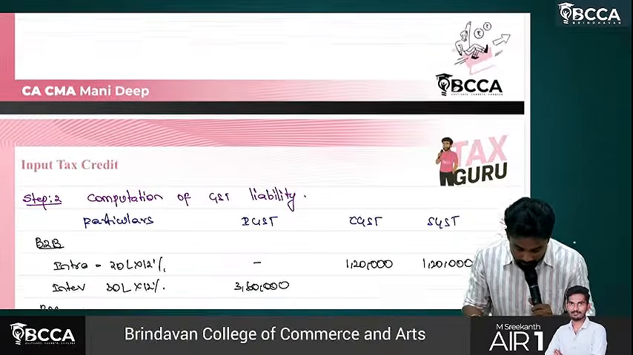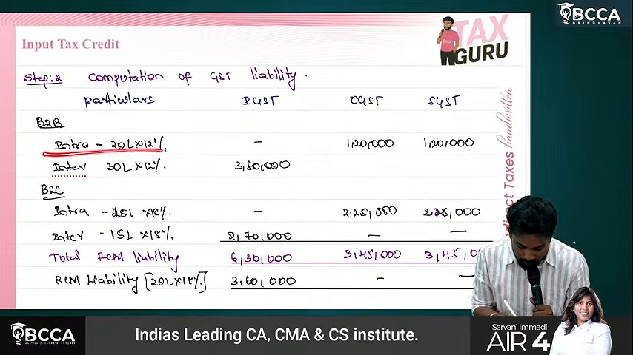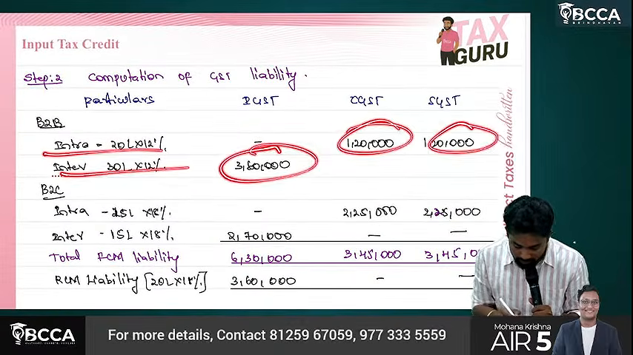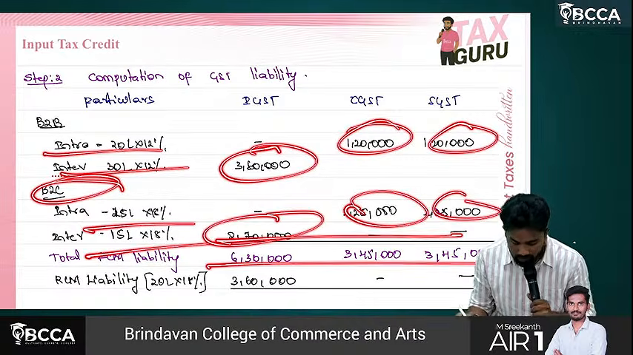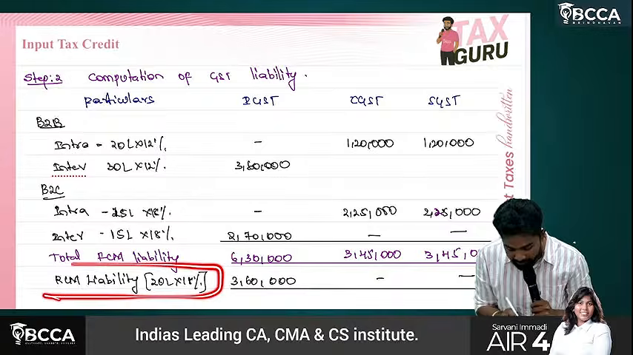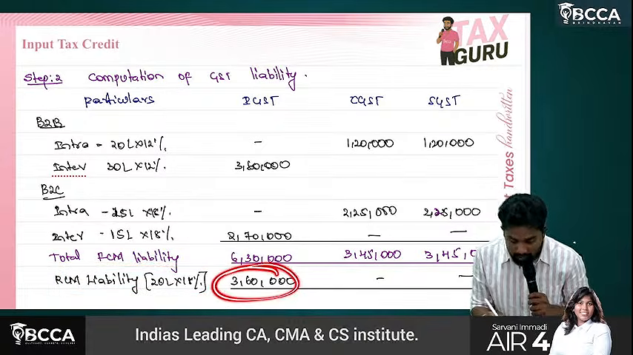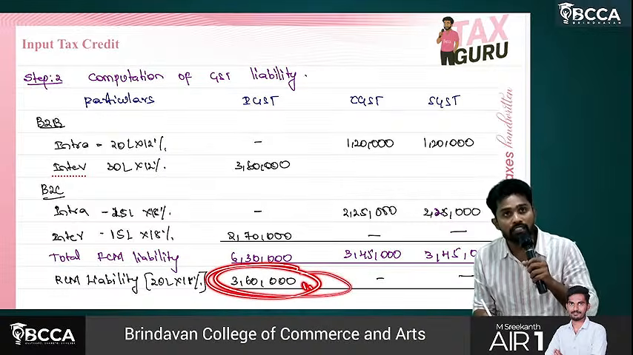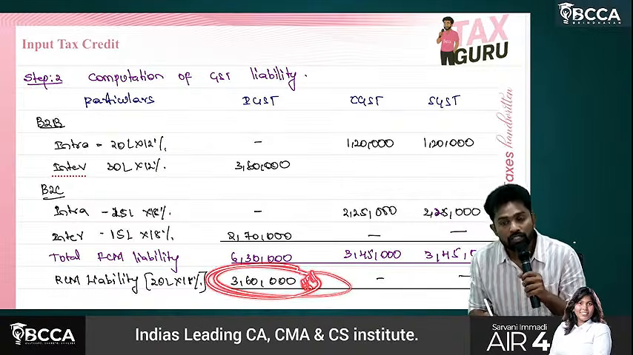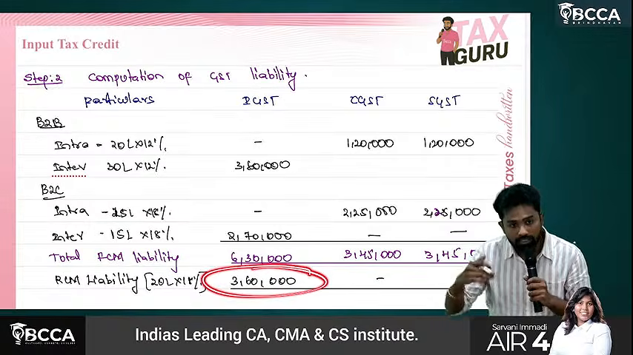Okay, see here. FCM liabilities are first B2B related 3,60,000, 1,20,000, 1,20,000. B2C related 2,25,000, 2,25,000, 2,60,000. You got total FCM liability and separately even RCM liability 3,60,000. Sir, even though you have enough credit, this 3,60,000 you have to pay only through what? Cash. So keep this 3,60,000 aside.